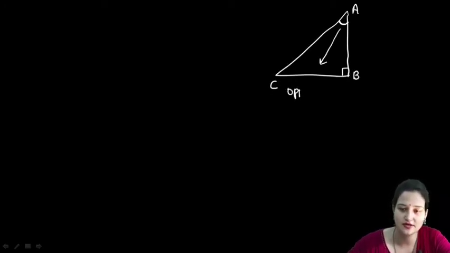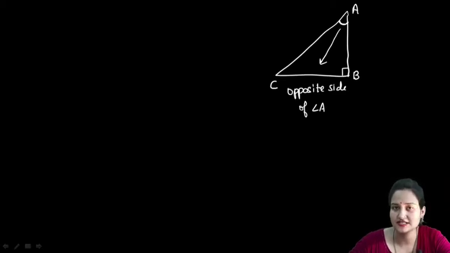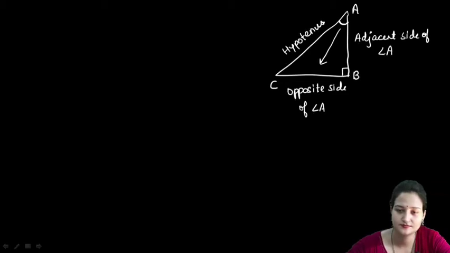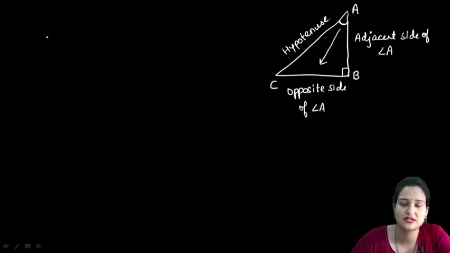Now I will write it down here, opposite side of angle A. And what will be the adjacent side? It will be AB. Here I will write adjacent side of angle A, and the third side will be the hypotenuse. Similarly, as we have studied earlier about the trigonometric ratios, sine, cosine, tangent, and the rest three, the formulas will be the same.